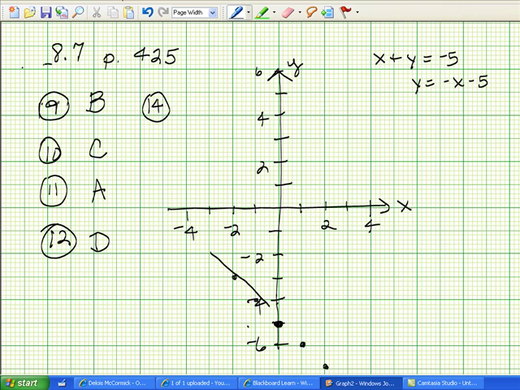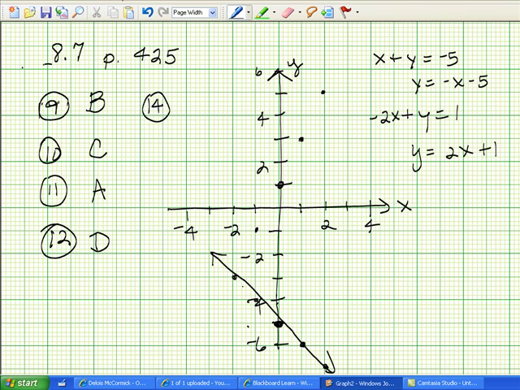Alright, my other line is -2x plus y equals 1. So adding 2x, we get y equals 2x plus 1. So up 2 and over 1, up 2 and over 1. Alright, it looks like they're going to intersect right there.